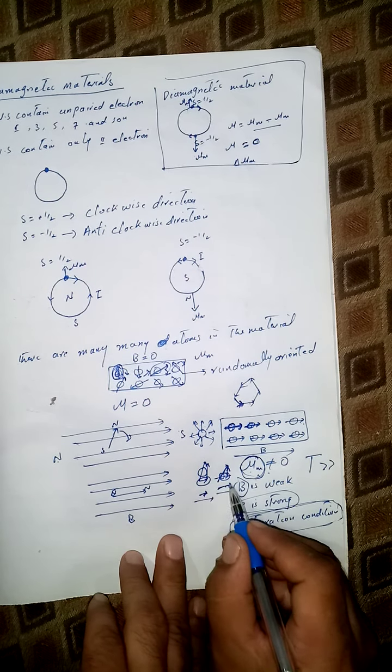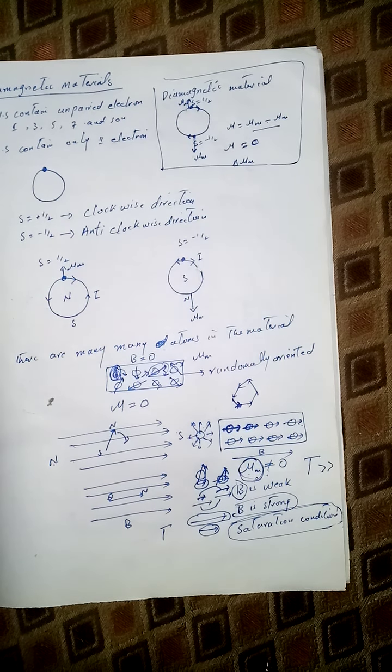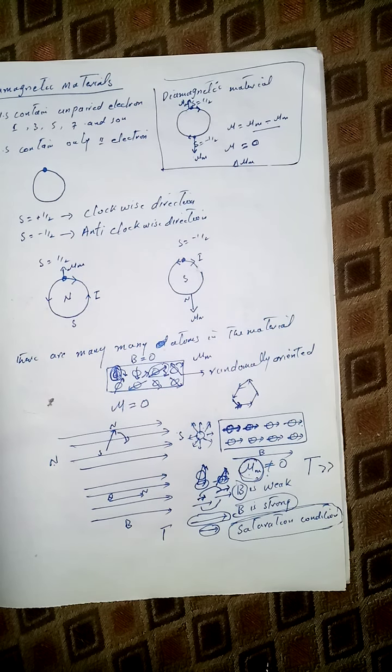By increasing the temperature, the net dipole moment of the material decreases, and it increases with decreasing temperature. This is all about paramagnetic material. In the next video we will move to the Langevin paramagnetic equation. Thank you.